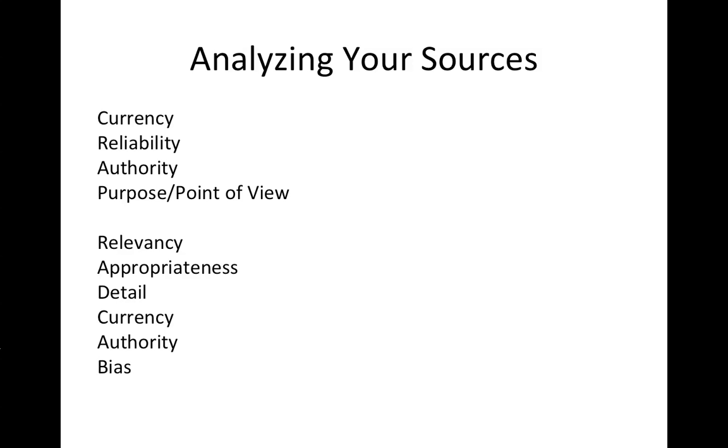The next step will be to analyze your sources. A couple things to know. We talked about the CRAP test, which is currency, reliability, authority, purpose, and point of view. There's also another process that you could use: relevancy, appropriateness, detail, currency, authority, and bias. This is called RADCAB. And of course, the handbook that you looked at the other day has another process. Here's what I want you to know.